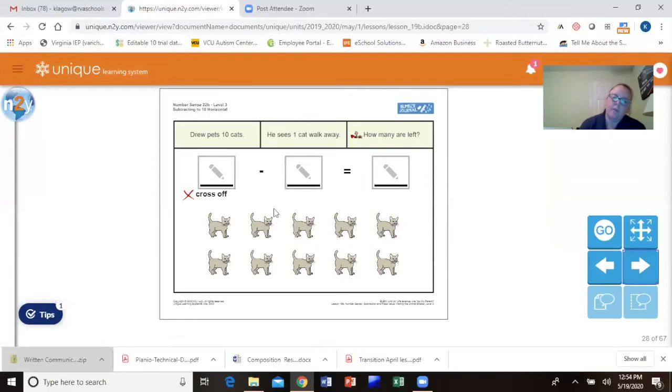All right. Now I'm going to write it in again for you. Drew pets 10 cats. So Drew pets 10 cats, okay? He sees 1 cat walk away. Let's put the number 1 here. 10, take away 1. So we have to cross off 1 cat. How many are left? If you can count the cats by yourself, go ahead and count them now. All right, let's count them together. How many are left?